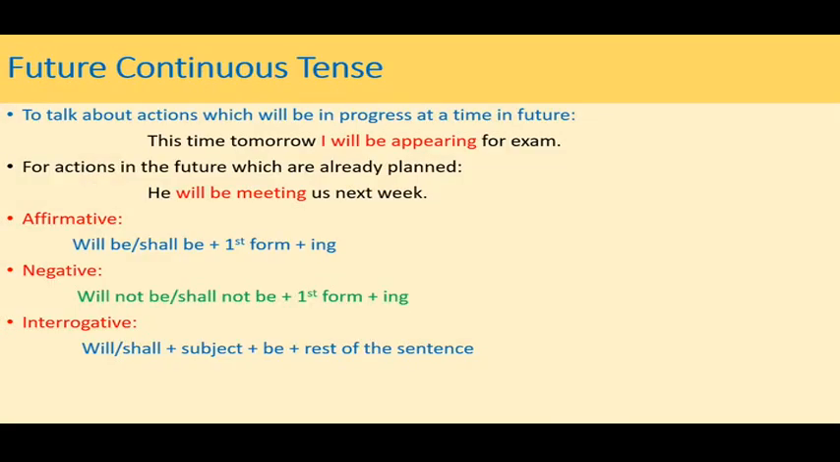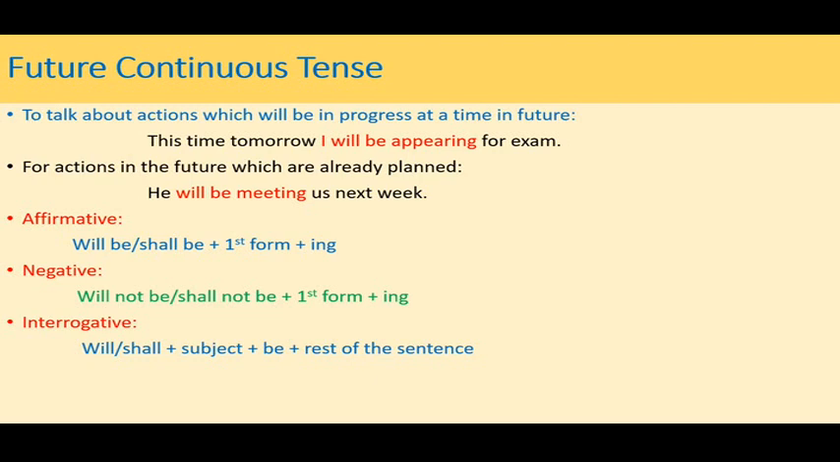Next is future continuous tense. It is used to talk about actions which will be in progress at a time in the future. For example, this time tomorrow I will be appearing for an exam. I suppose it will be raining when we start.